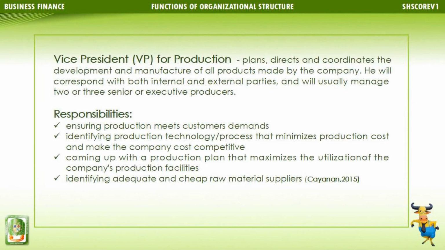Vice President for Production plans, directs, and coordinates the development and manufacture of all products made by the company. He will correspond with both internal and external parties and will usually manage 2 or 3 senior or executive producers. Responsibilities of VP for Production: ensuring production meets customers' demands, identifying production technology or process that minimizes production cost and makes the company cost competitive, coming up with a production plan that maximizes the utilization of the company's production facilities, and identifying adequate and cheap raw material suppliers.